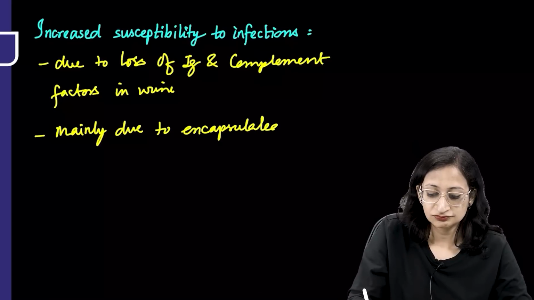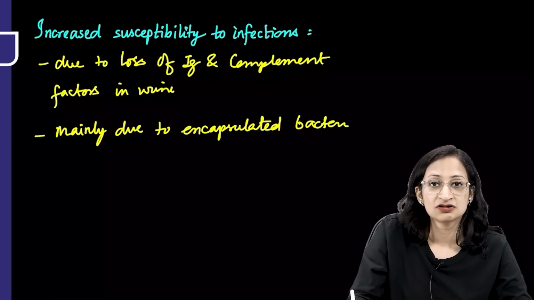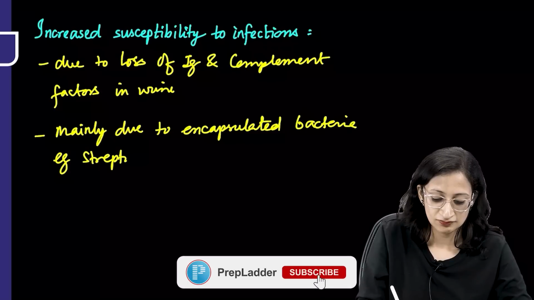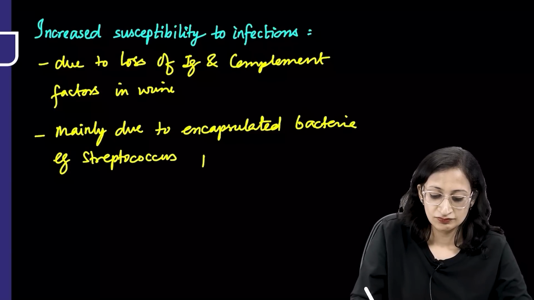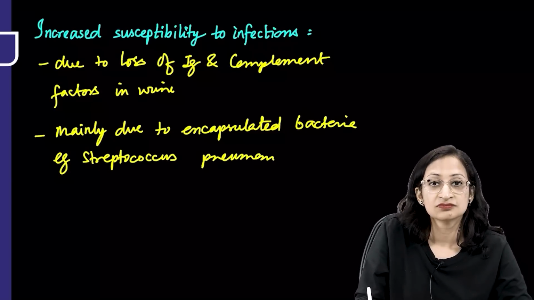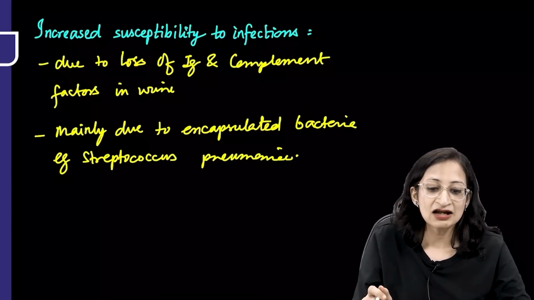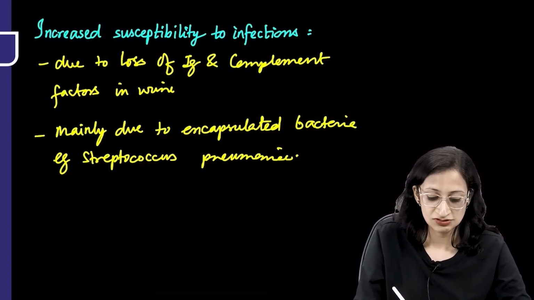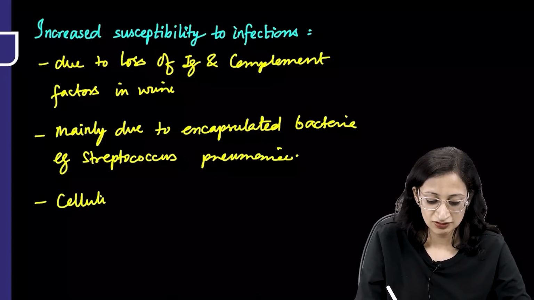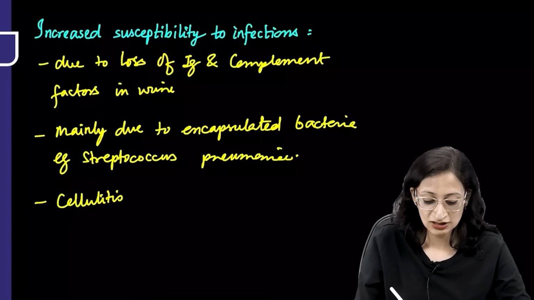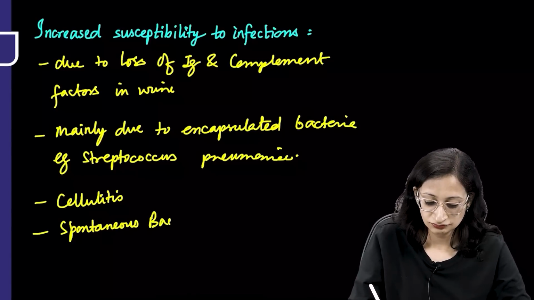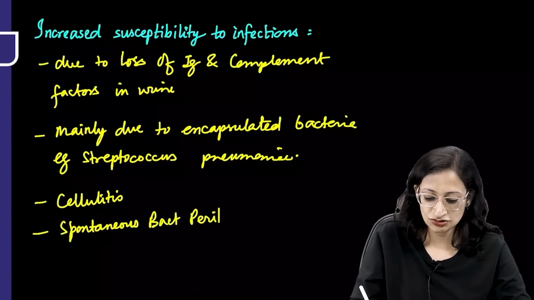Encapsulated bacteria like Streptococcus pneumoniae. Right? Okay. And cellulitis and spontaneous bacterial peritonitis is quite common. Cellulitis, that is infection of the skin and subcutaneous tissue, and spontaneous bacterial peritonitis, that is the infection of the peritoneal collection, are quite common in these children.